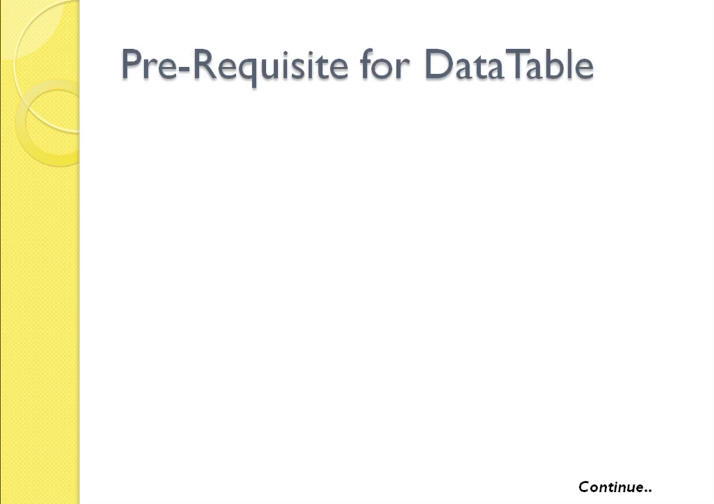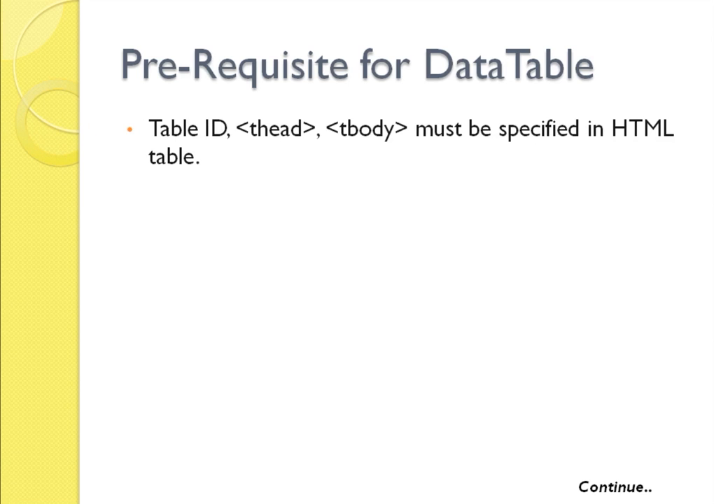So let us see the prerequisites for data table. If you want to use data table in your web page, what do you need? Definitely you need one table tag which should have an ID. Then there should be a thead and tbody tag specified in your HTML table. Remember this thing. Most of the time while creating an HTML table, we avoid these two tags. But if you are going to work with jQuery data table, these two tags are really mandatory.